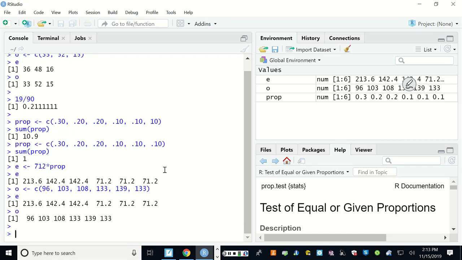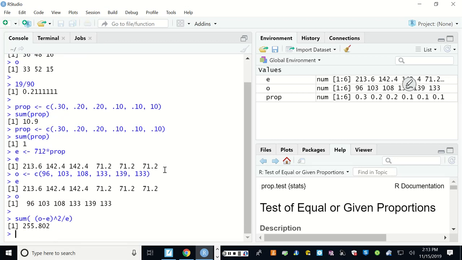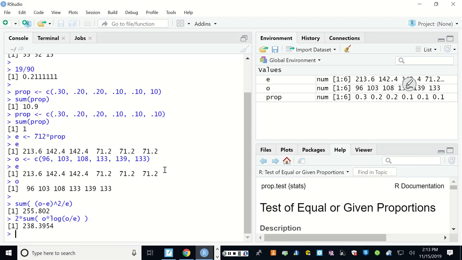So we can calculate our X squared statistic: the sum of observed minus expected squared over expected, 255. And the other one is 2 times the sum of observed times the log of observed over expected. That's 238. So there's a little bit of difference there. They're still big numbers. How many degrees of freedom is this test?